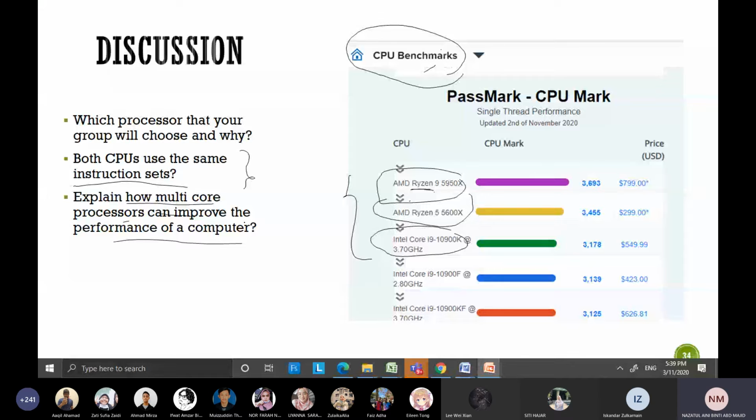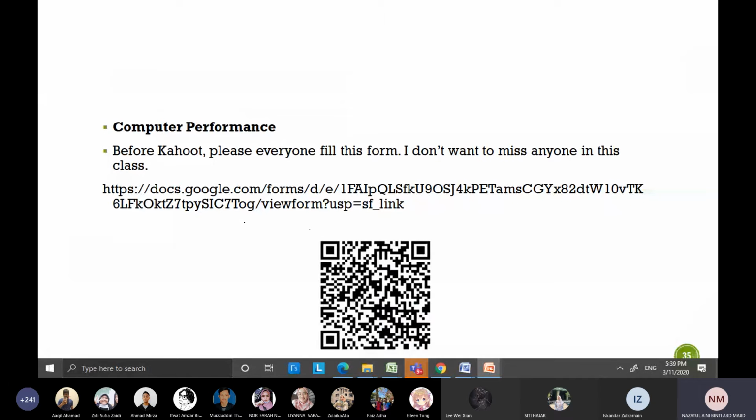Like usual, I really want you to do this form because I want to track your thinking about your learning. Can you do that for me? Fill it in sincerely, don't just tick, based on your real self.